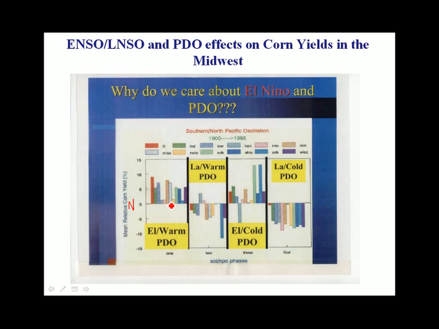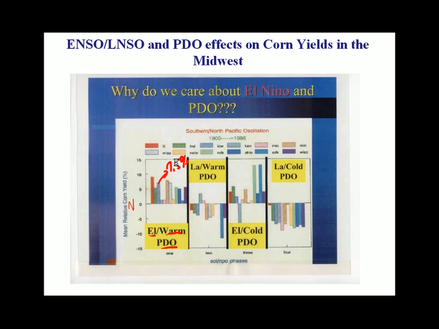Kansas is the crosshatch. So during an El Nino and a warm phase of the PDO, we find that crop yields for Iowa on average tend to be about 7.5% above normal.